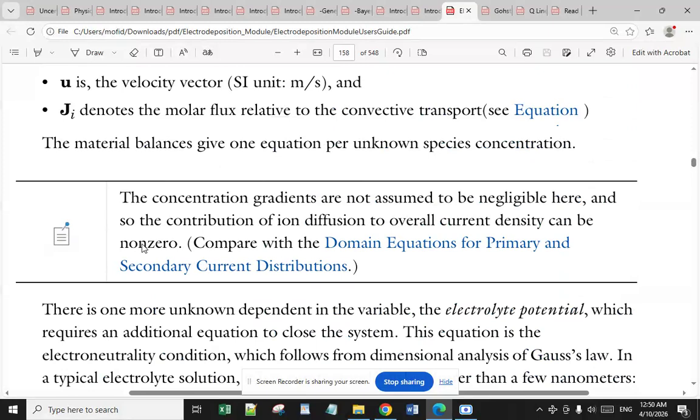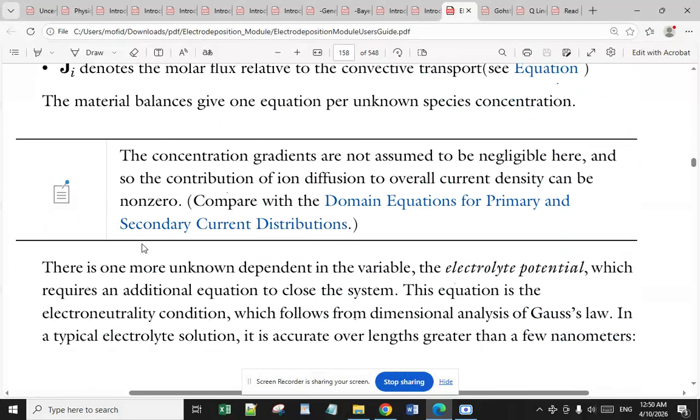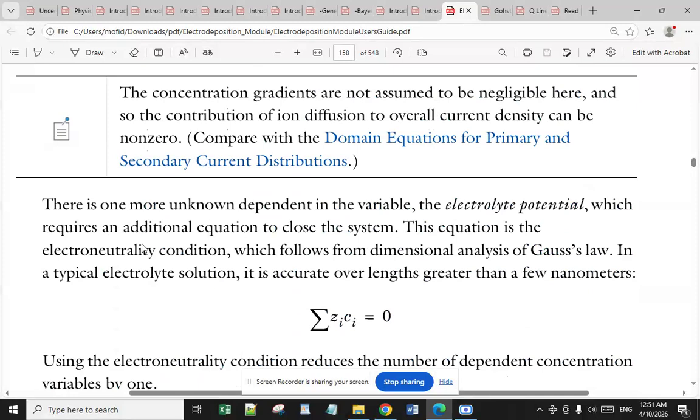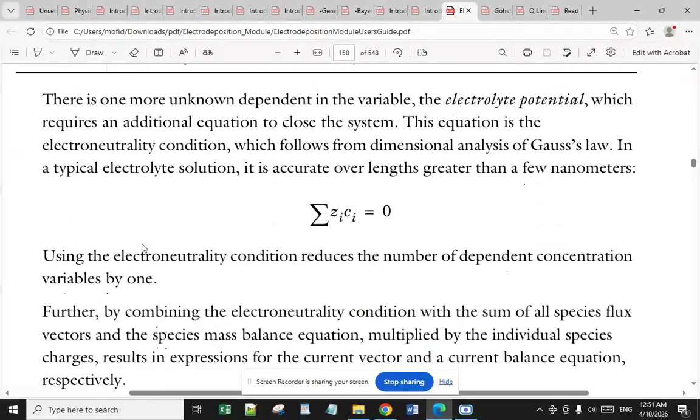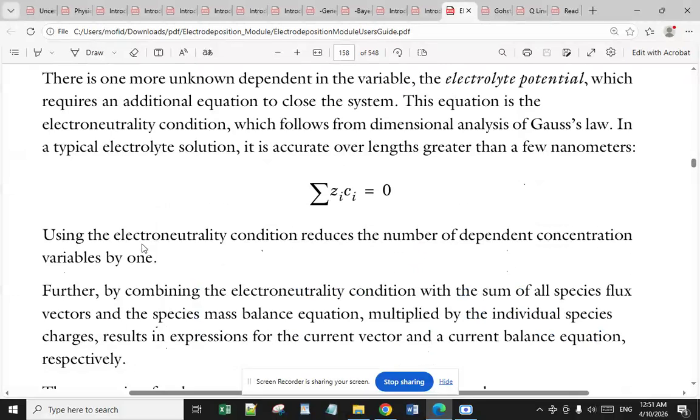See the equation above. The material balances give one equation per unknown species concentration. The concentration gradients are not assumed to be negligible here, and so the contribution of ion diffusion to overall current density can be non-zero, compared with the domain equations for primary and secondary current distributions. There is one more unknown dependent variable, the electrolytic potential, which requires an additional equation to close the system. This equation is the electroneutrality condition, which follows from the dimensional analysis of Gauss's law.